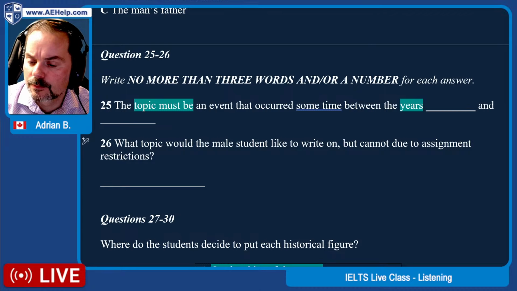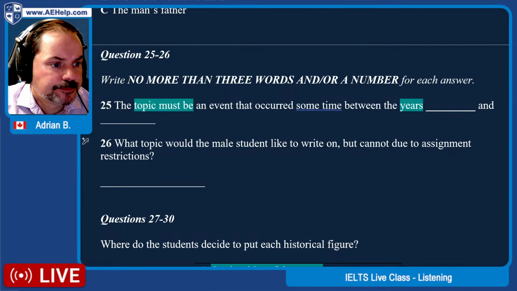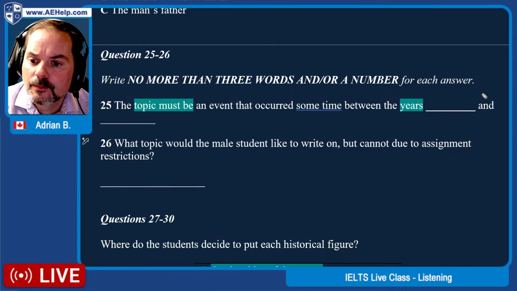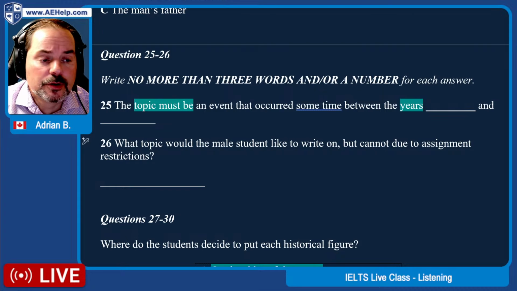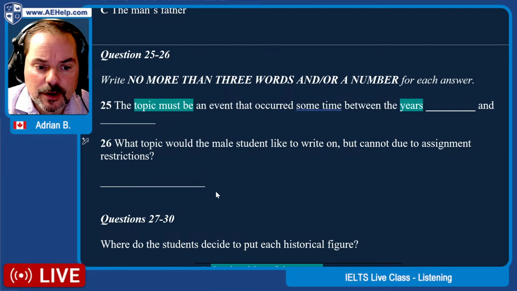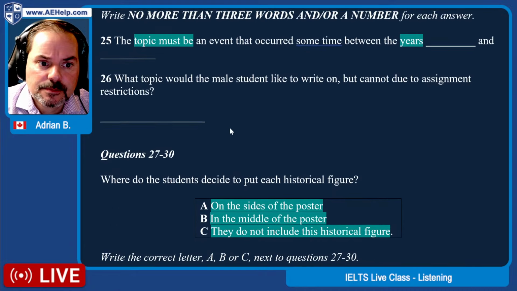You now have some time to look at questions 27 to 30. Okay, let's look at those questions, students. You're always moving forward with the audio in the IELTS.